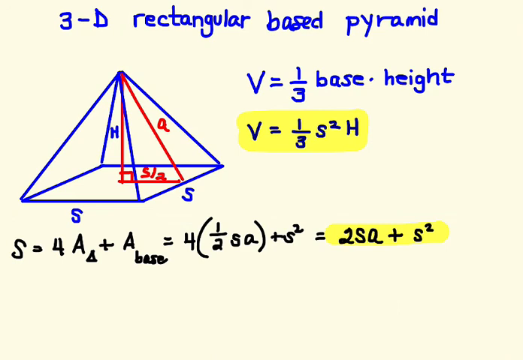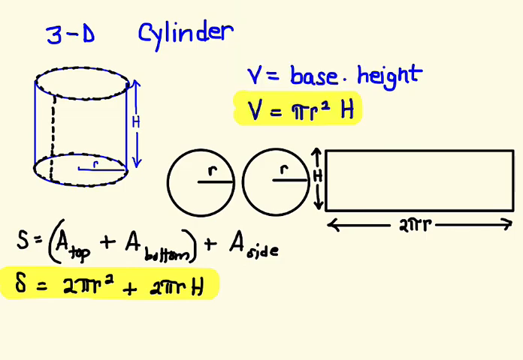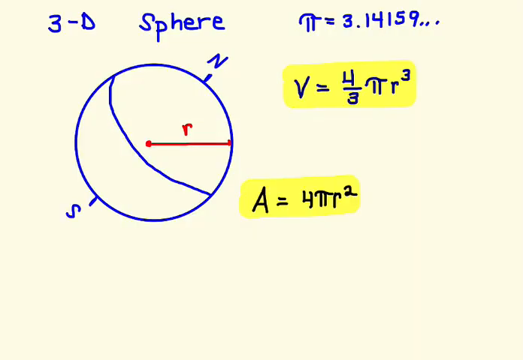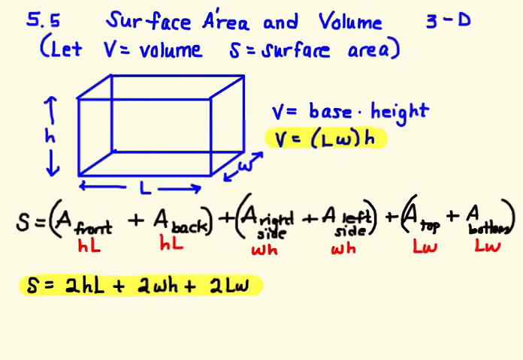Okay? And that concludes this section on 3-dimensional figures and their volumes and surface areas. Right? Quickly, we looked at a pyramid, we looked at a cone, we looked at a cylinder, a sphere, and a right triangular prism, and a rectangular prism.